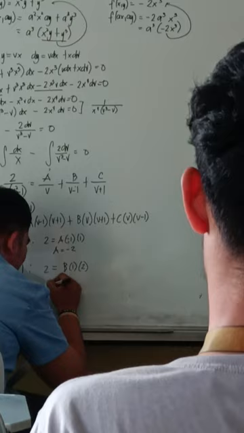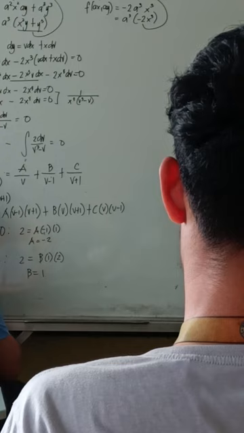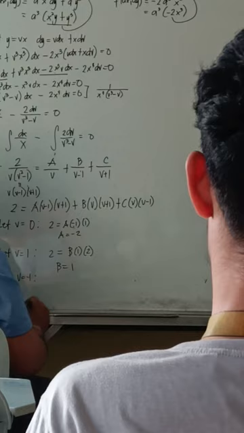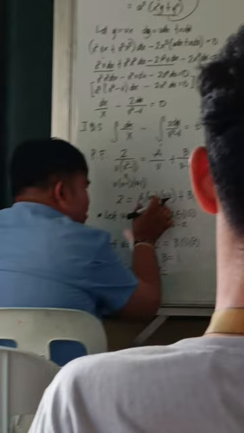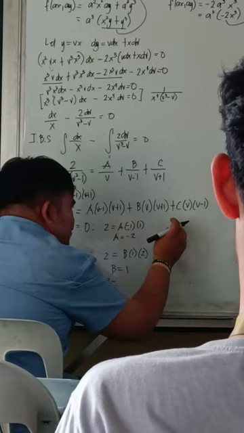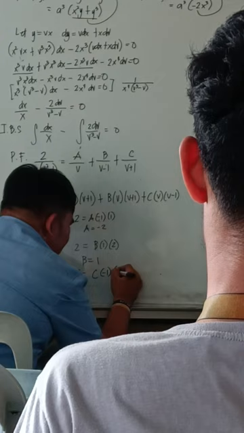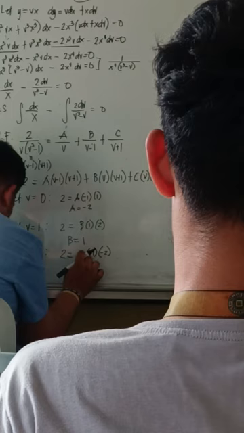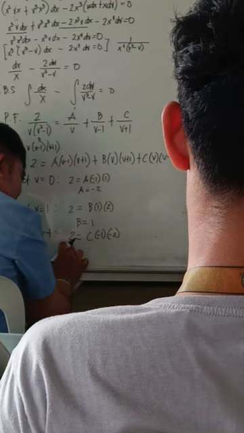Let v be equal to negative 1. So we have 2 equal to the A term with negative 1 plus 1 giving 0, and the B term with negative 1 plus 1 giving 0, so we can have C times negative 1 times negative 2. So C is equal to 1.